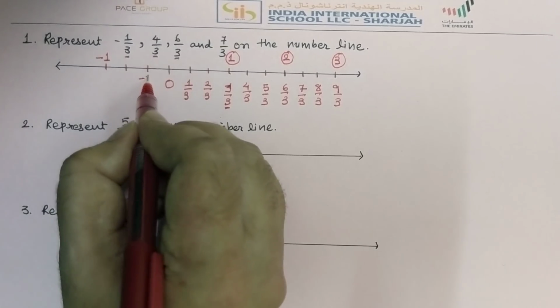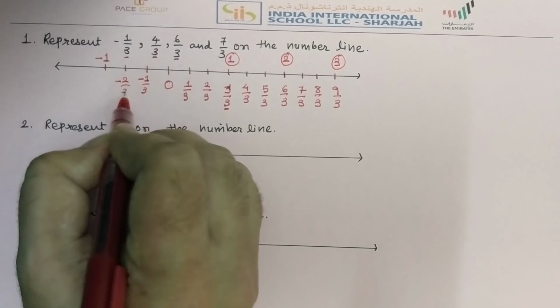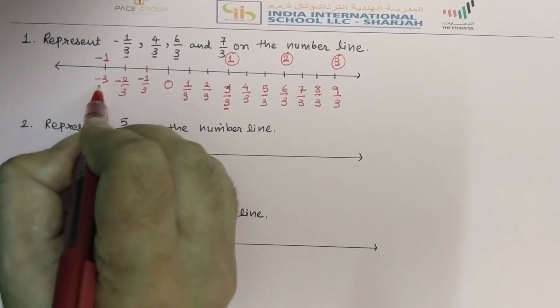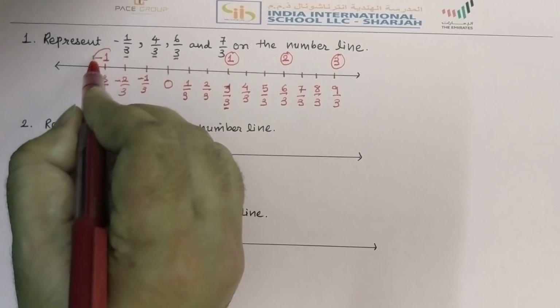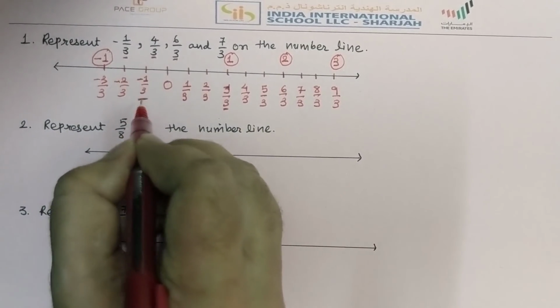Here, same, minus 1 by 3. Here we will write minus 2 by 3, and same, minus 3 by 3. 3 by 3 is 1, that is minus 1. So our required number is minus 1 by 3.